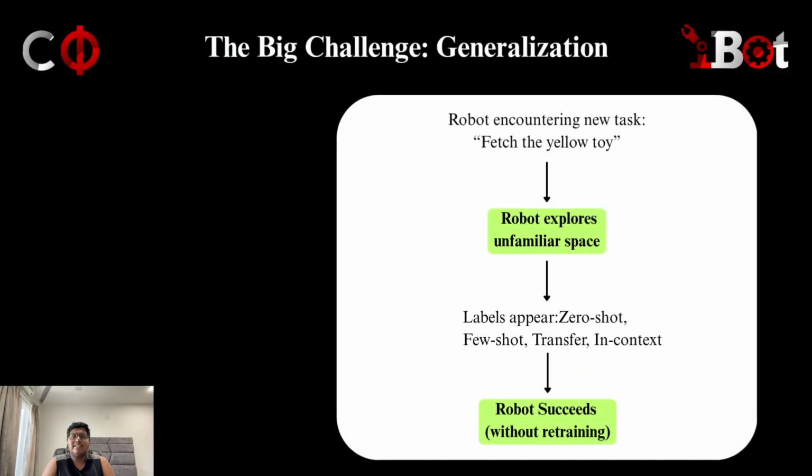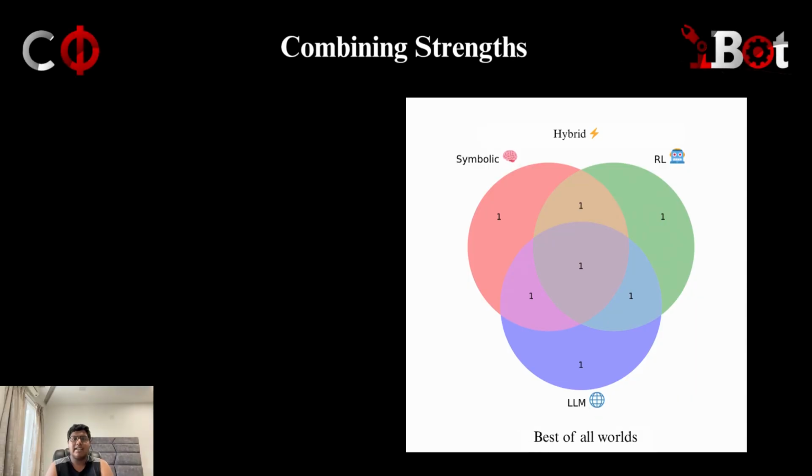The ultimate challenge in planning is generalization. We want robots that can solve new problems in new environments using new tools without being explicitly retrained every time. Symbolic planners are interpretable and precise, but brittle. RL agents can adapt but are slow to learn. LLMs are general and fluent but lack grounding. The future lies in hybrid systems, combining structure, experience, and common sense.